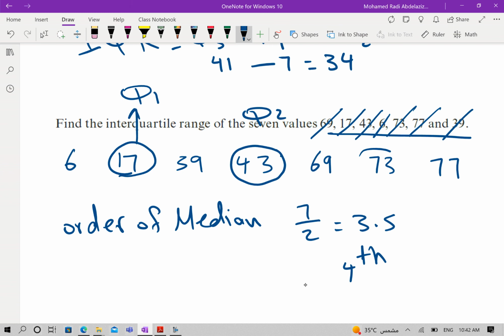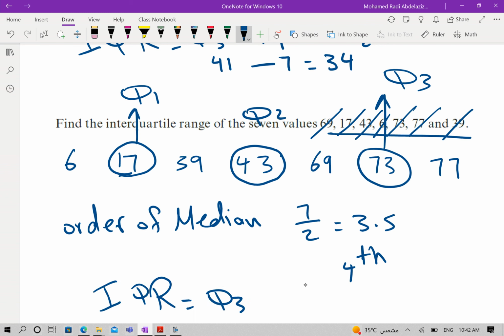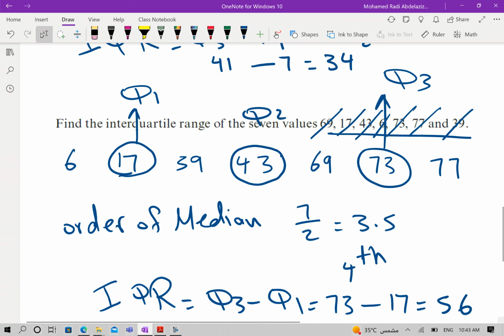And find the median of the last 3, which will be Q3. The interquartile range is the difference between Q3 and Q1. So Q3 is 73 minus 17. What is the answer? The answer is 56.